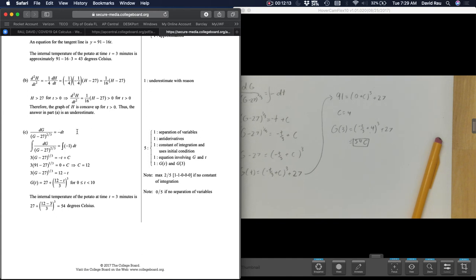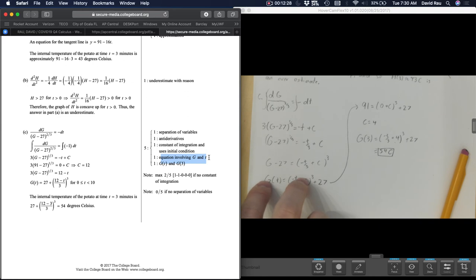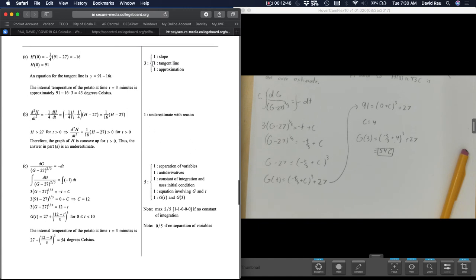But yeah, so 1 point for separating, 1 point for anti-deriving, 1 point for using the constant of integration and getting that initial condition, 1 point for solving it for g and t. So in other words, when I solve this whole thing for g and t before I solve for c, that's technically a point in the problem, just getting g and t totally isolated. And then we have a g of t and g of 3. So a lot of points to be had in this question. I think it's actually not as bad once you see it fully solved. Just some of the wording somehow really got to people the first time they saw it.